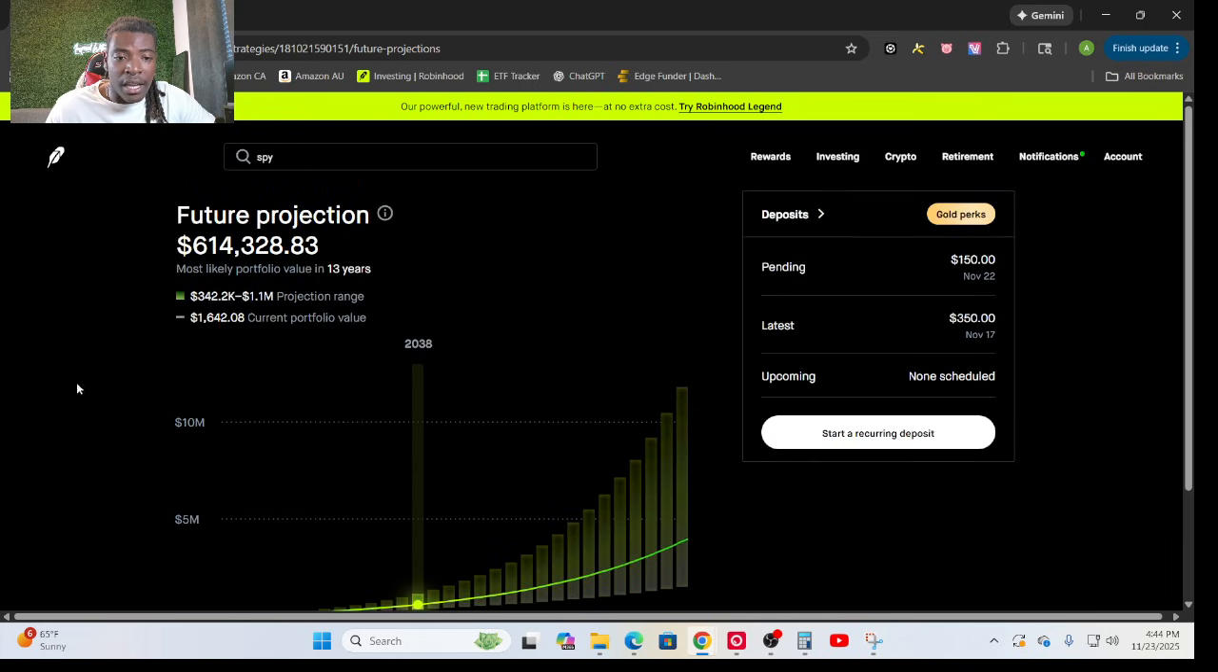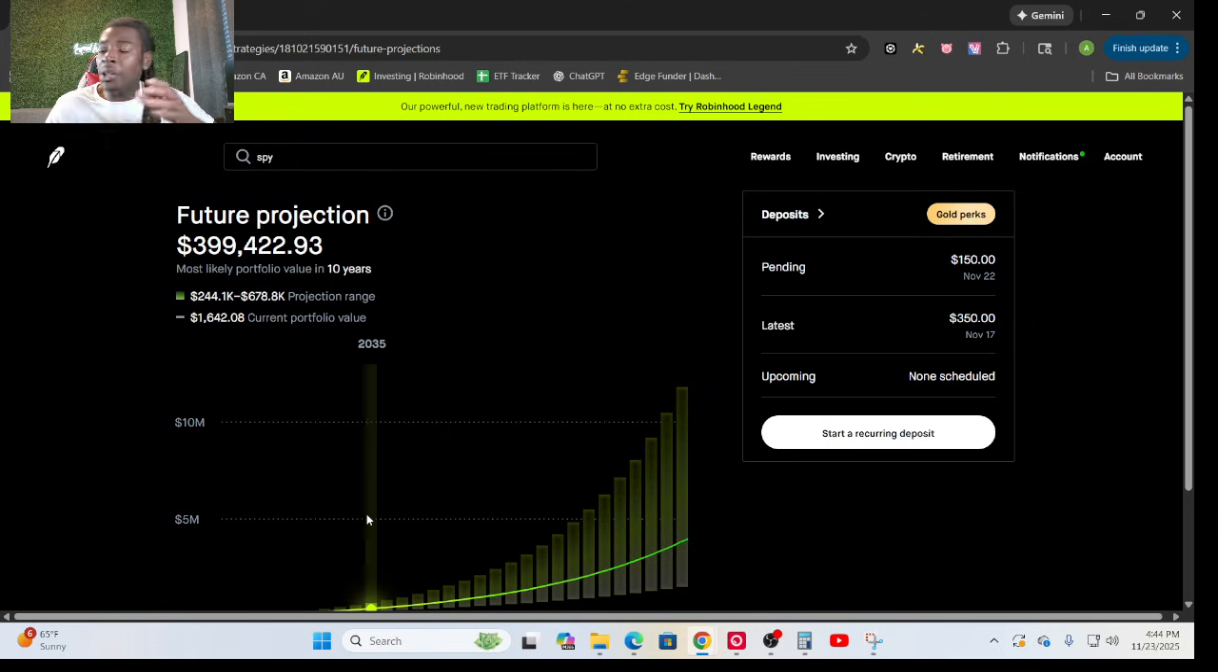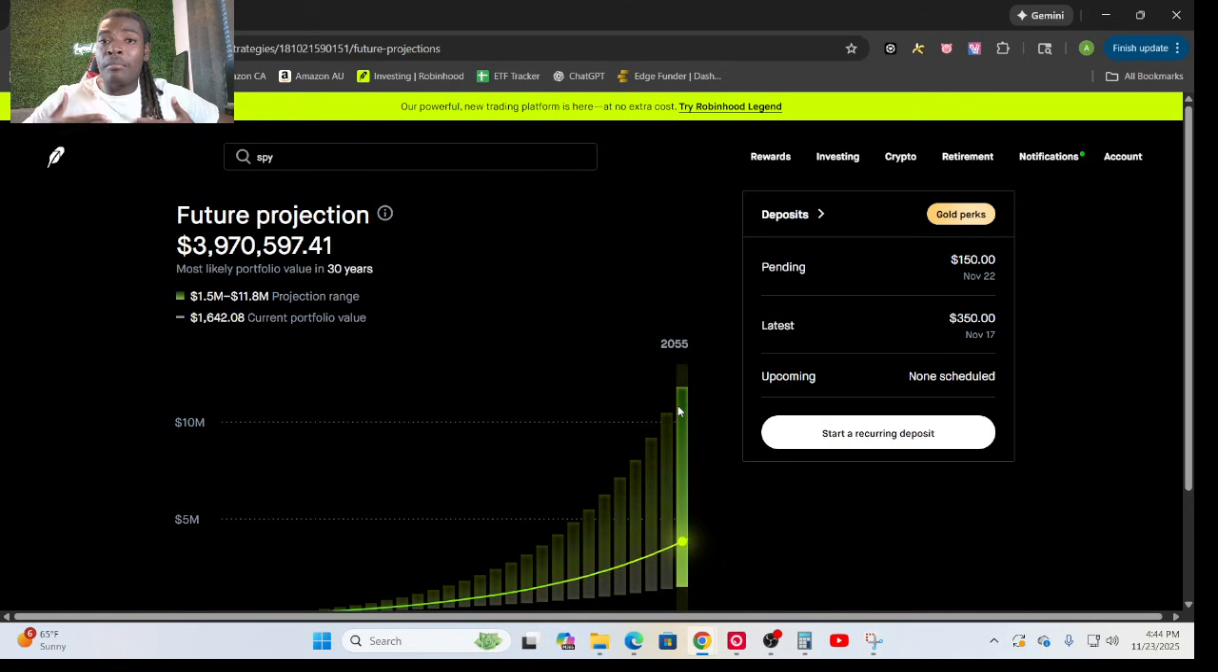Let's just do 10 years. Adding $2,000 a month, $24,000 every year, my portfolio could be $400,000, with a range all the way up to $600,000. Now, this is where it gets exciting. Let's say 30 years from now. In my example, I'm 22 years old, so 30 years from now I'll be 52. I will have a $4 million portfolio with a high of $11 million, just depositing $2,000 every single month.